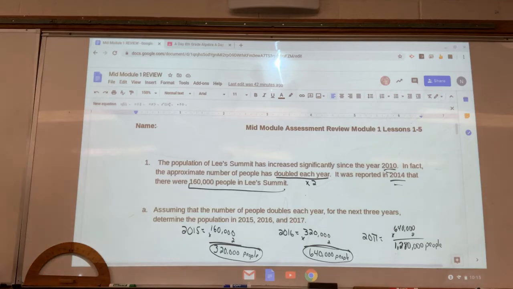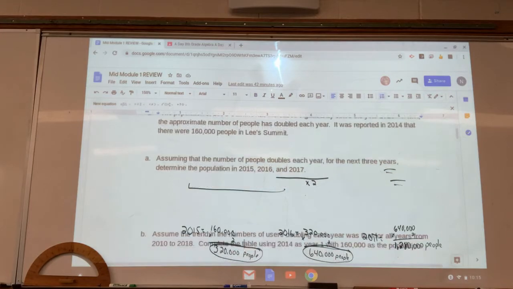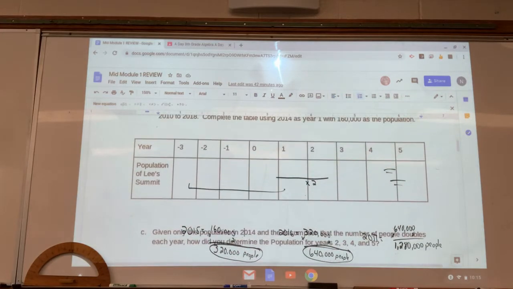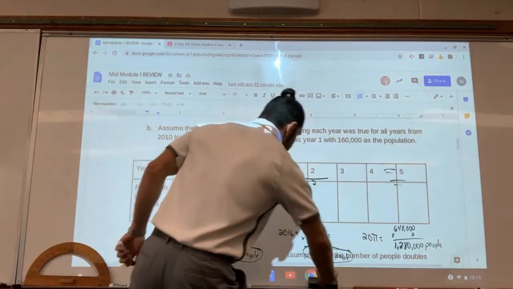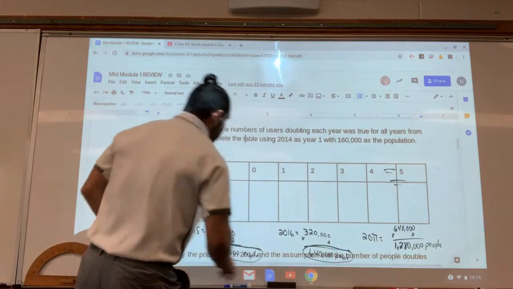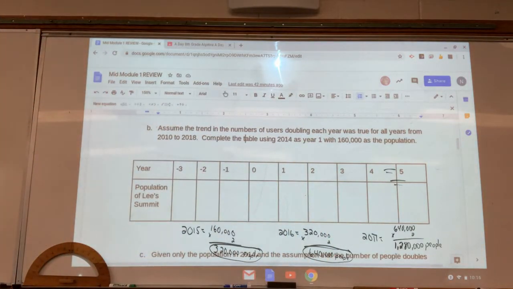Pause real quick over there, Ella, so I can have my mouse back. So now as we move on, we're going to see this table. And it says, assume the trend in numbers, and actually this is perfect. Ha! Go ahead, Ella, you're good. Assume the trend in numbers, you have to slide it to the left, there you go. Keep going to the left, keep going to the left, there you go.